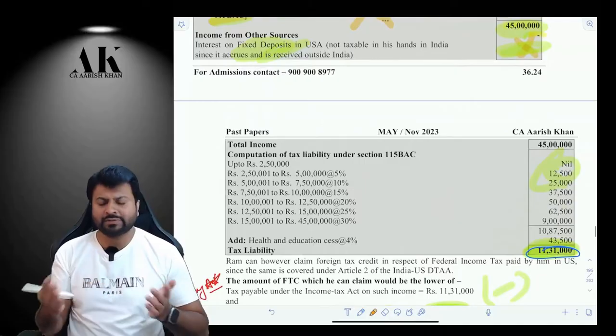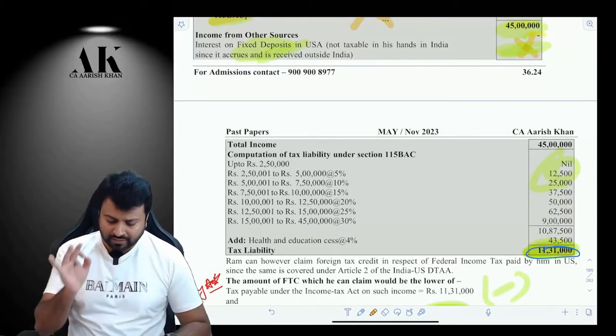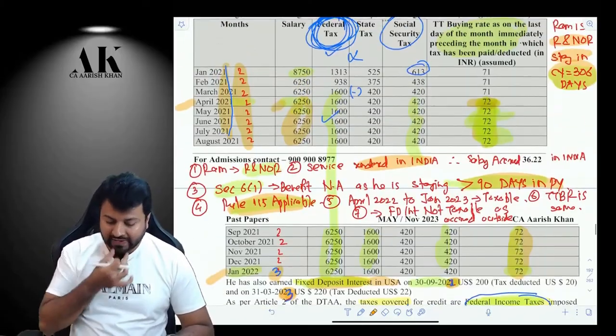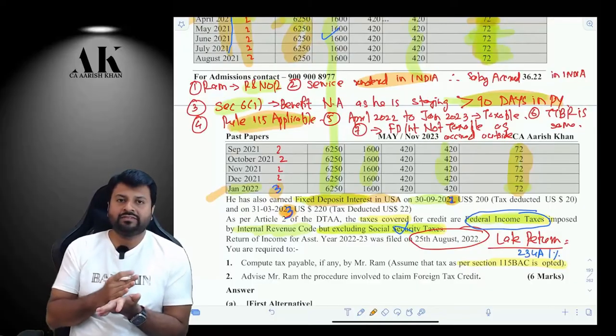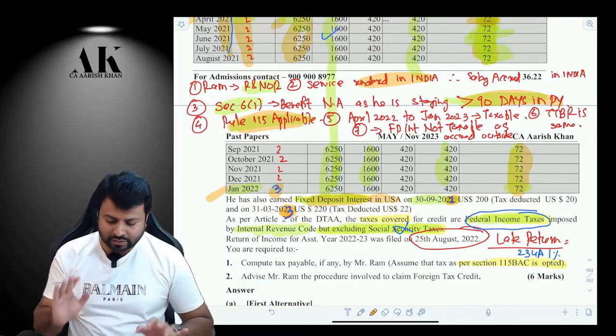Then you compute the tax as per 115BSC and you will get the tax as 11,31,000. Now, we have to give him the FTC. How much FTC is available in India? In India, FTC available is very simple. You get the FTC as tax paid in India or tax paid in the foreign country, whichever is lower. Whatever is lower, that will be allowed as FTC.